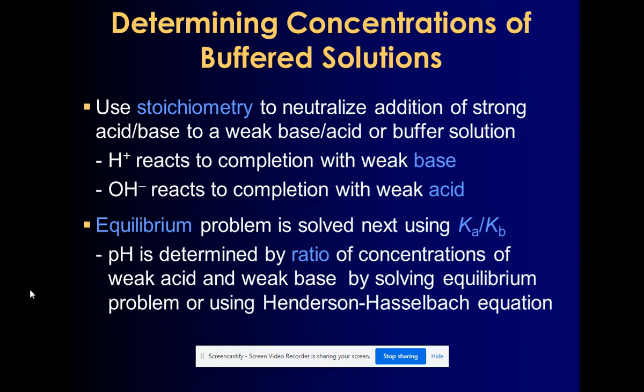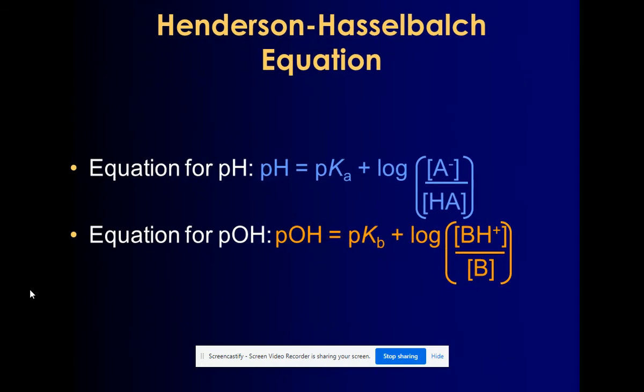And there's a couple ways that you can determine what the pH is. We can use our Ka or Kb expressions to figure out the hydrogen or hydroxide that's present and then use that to find pH. Or I'm going to show you an equation that basically takes some of the math out of it and allows you to use the amounts of your weak acid and base present after the neutralization process has occurred to calculate pH. And that's called the Henderson-Hasselbalch equation.